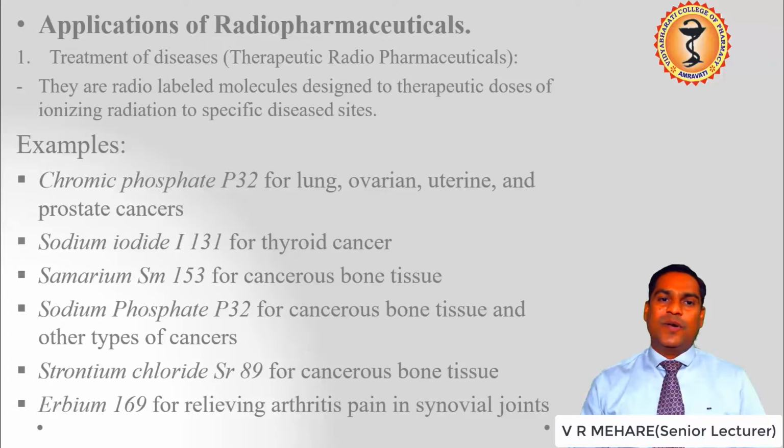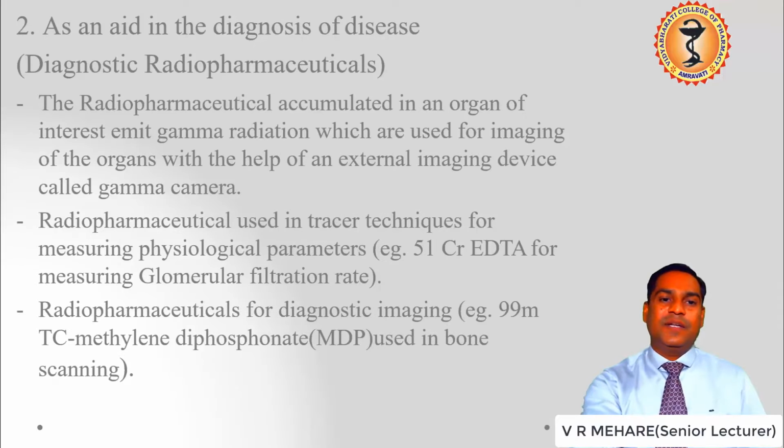These were the therapeutic radiopharmaceuticals. There are different applications. The second application of radiopharmaceuticals is as an aid in the diagnosis of diseases. Diagnosis also plays an important role. The radiopharmaceutical accumulated in an organ of interest emits gamma radiation, which is used for imaging of the organ with the help of an external imaging device called a gamma camera.